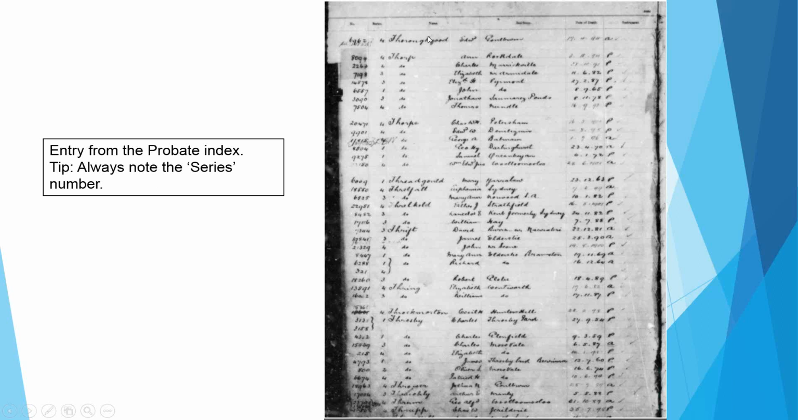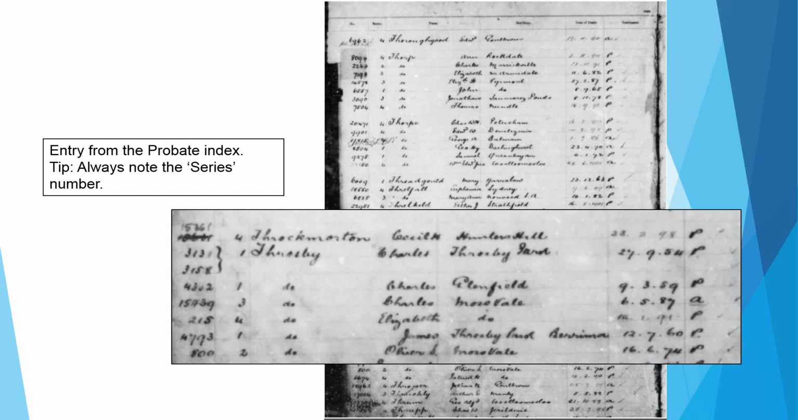And then going across, you've got the person's name, where they lived, their date of death, and the instrument. So here they're just talking about whether it's a P for probate being granted or an A for letters of administration being granted on that estate. So whether they had a will really or whether they didn't.